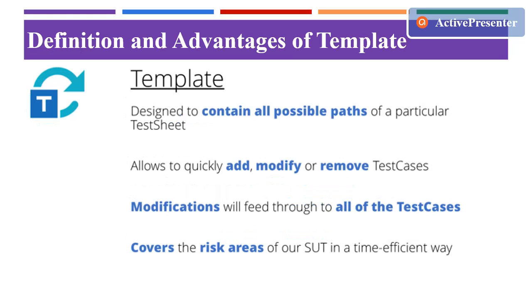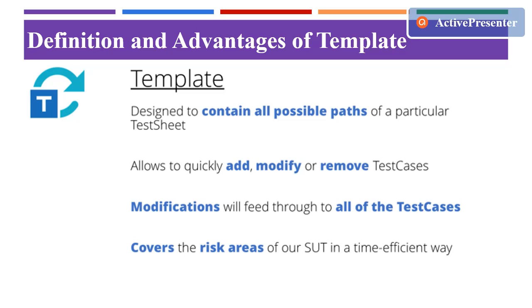So what is the actual definition of a template and what are the different advantages of a template? A template is basically designed to contain all possible paths of a particular test sheet. In my previous session, we defined a test sheet where we provided all the possible paths of different attributes and instances, right?